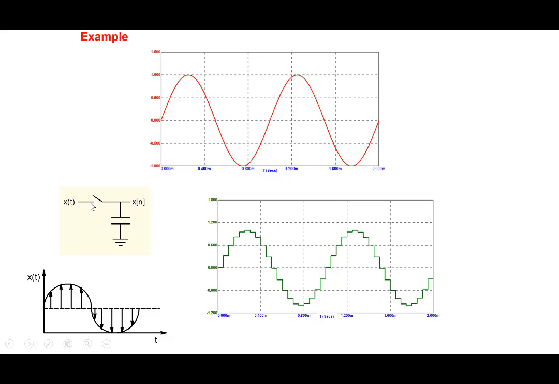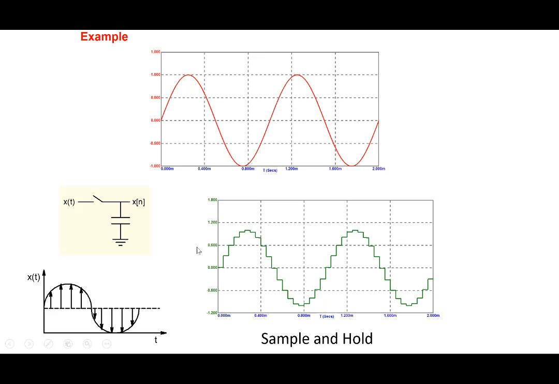So this is the sampling part. Once the switch closes, we are sampling, or trying to find out what the value of the signal is at that particular instant. And then once the switch is opened, it holds that particular value till the switch closes again. So we call this a sample and hold circuit. And as I said, the switch can be implemented using a MOS transistor.